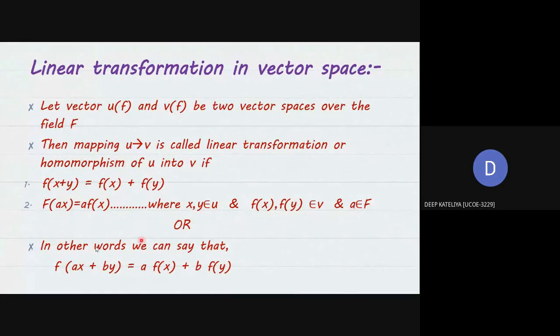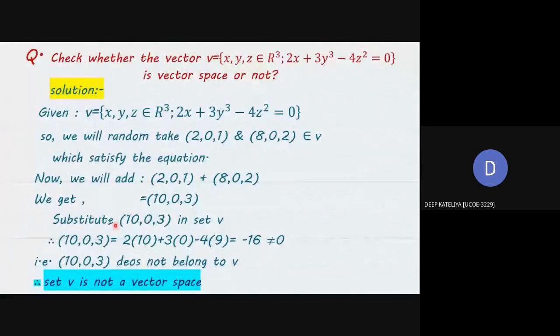Or in other words, when we combine both the formulas together, we will see that f(ax plus by) is equal to a into f(x) plus b into f(y). Now let's see some examples based on linear transformation in vector space. The question is given below: check whether the vector set V is equal to (x, y, z) belonging to R cube, with the equation 2x plus 3y cube minus 4z square equals 0, is a vector space or not. So let's see the solution.